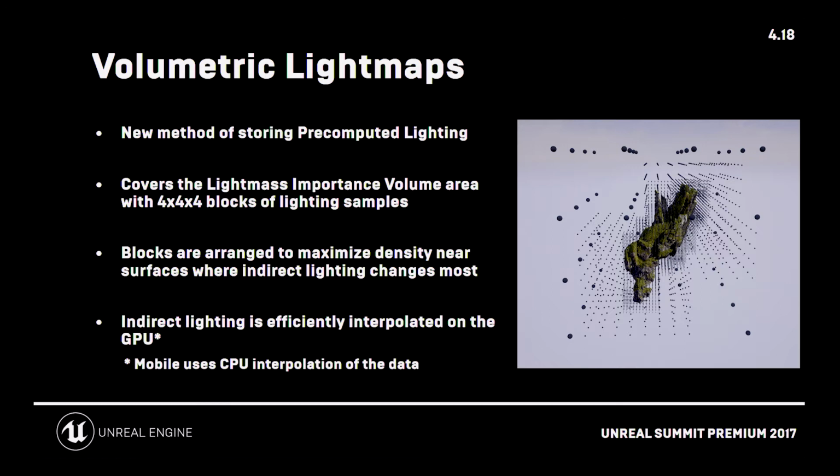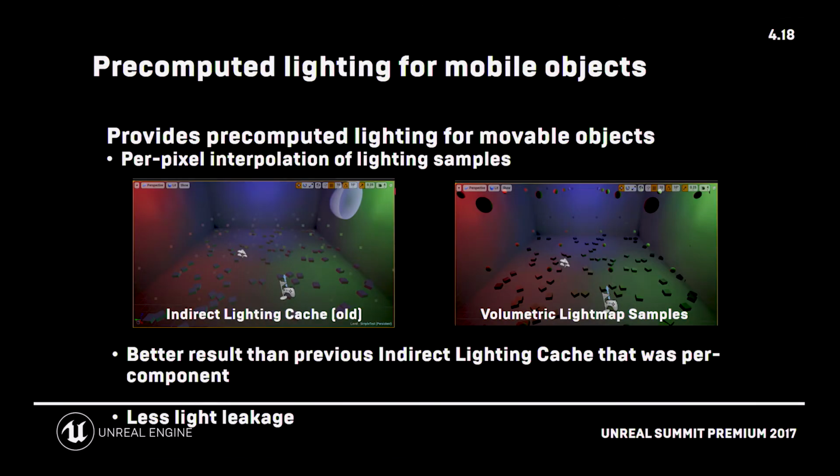The caveat here is that mobile uses the new volumetric light map data, but it does a CPU interpolation similar to the old code. And the reason we need this data is we need an efficient way of lighting movable or mobile objects.